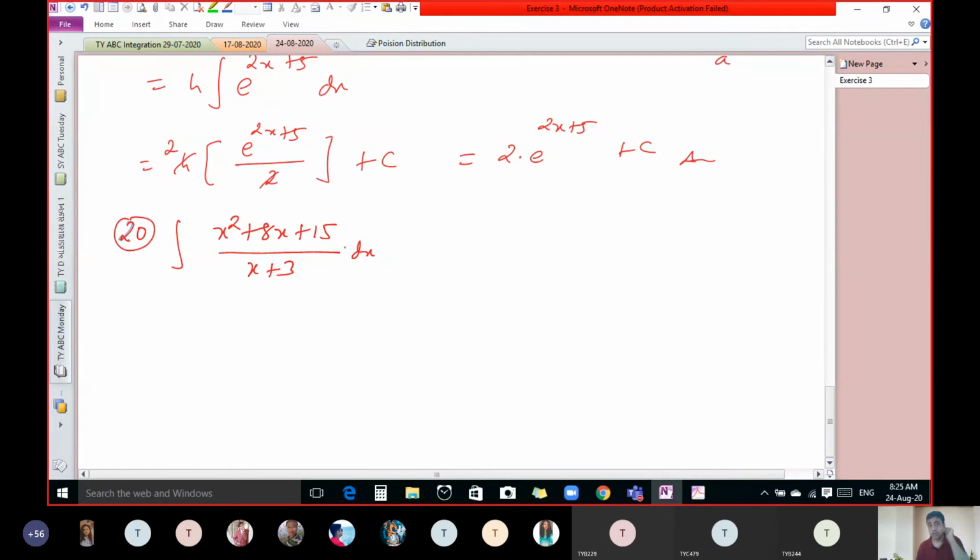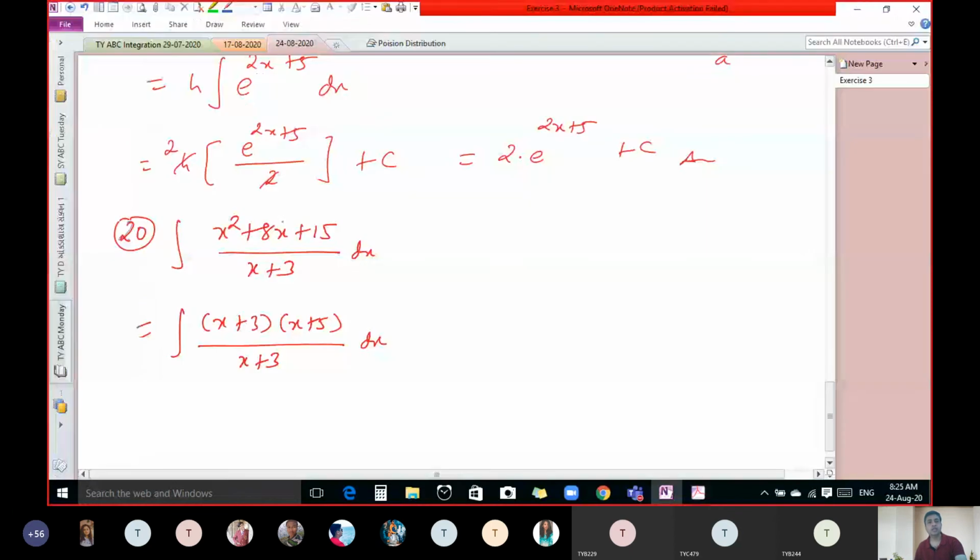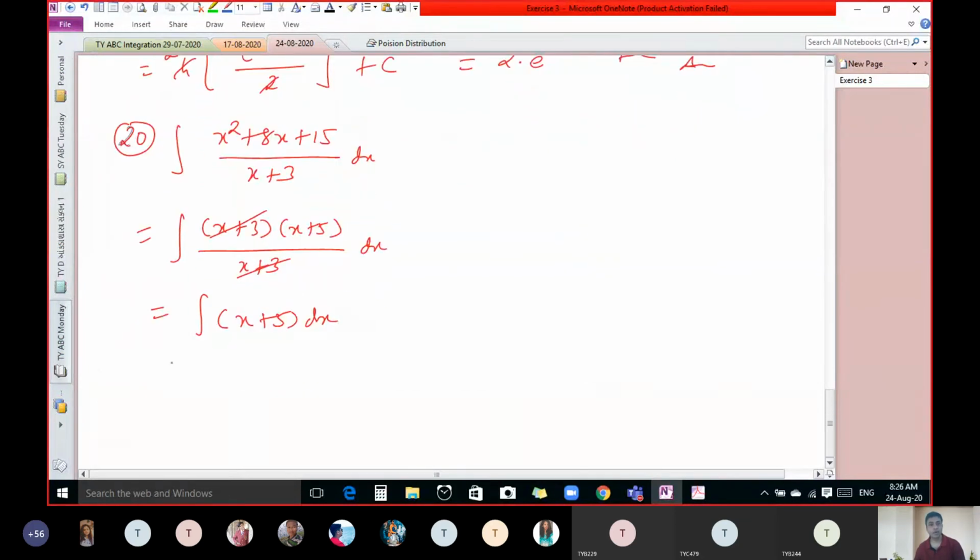Now you have two choices. If you know the factorization, it's very simple. The factor of the numerator is (x plus 3)(x plus 5) upon x plus 3. So if you know the factor of this numerator, it is very simple, and then cancel this. What we get, only x plus 5 is left. And now take separate integration of each term. So it is integration of x plus integration of 5.